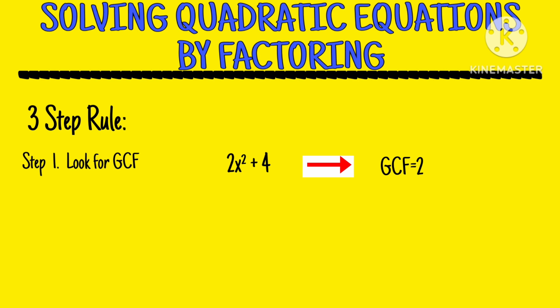But if, for example, you're given 2x squared plus 4x plus 3, this time wala na itong GCF. Why? Because although 4 is divisible by 2, yun namang 3, hindi natin ma-divide sa 2. So, wala tayong GCF. Kailangan lahat ng terms or lahat ng numerical coefficients ay divisible by 2.